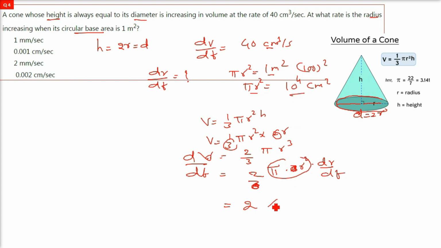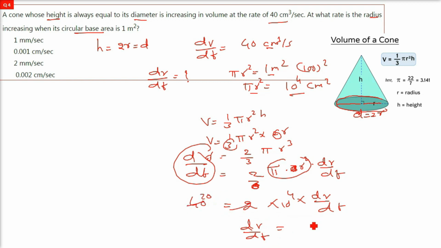So in place of pi r square, just put 10 to the power 4 that we have already computed. This is dr by dt. So dV by dt is this 40. You can put it here. So dr by dt is 40 divided by 2 divided by 10 to the power 4. So you can just write it like this. The zero you can cancel. That is, this is 2 by 1000.